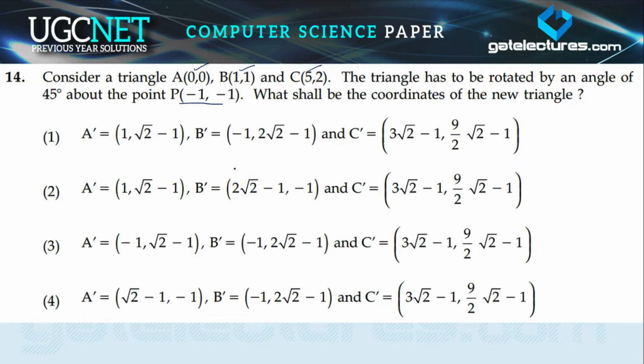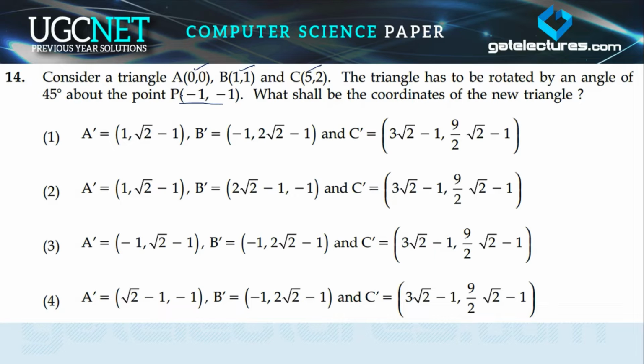Now let's talk about question number 14. Consider a triangle with points A, B and C. The triangle has to be rotated by an angle of 45 degrees about the point P. What shall be the coordinates of the new triangle? Basically, this question comes from computer graphics, and the topic is composite transformations.